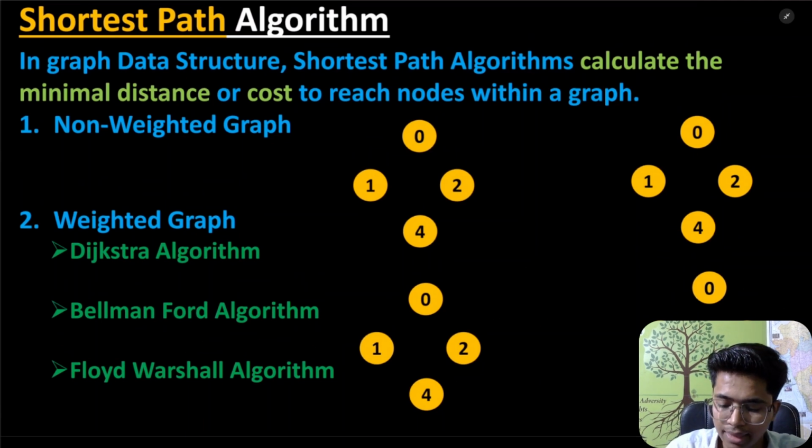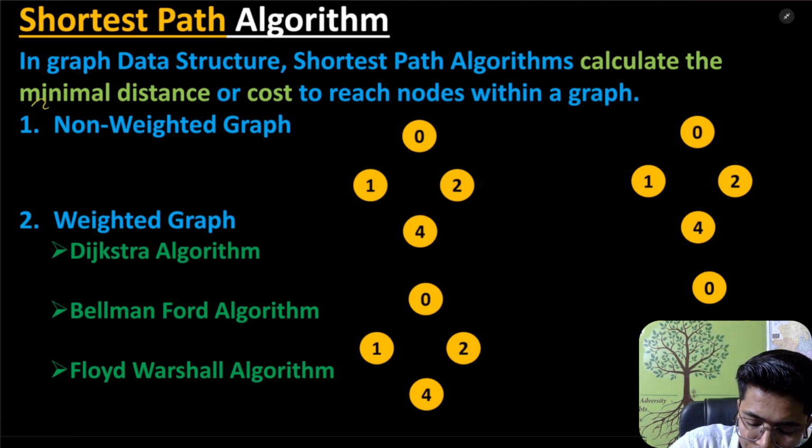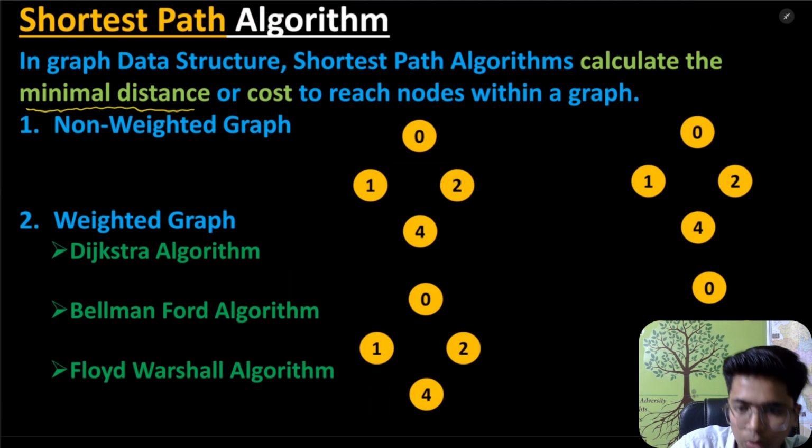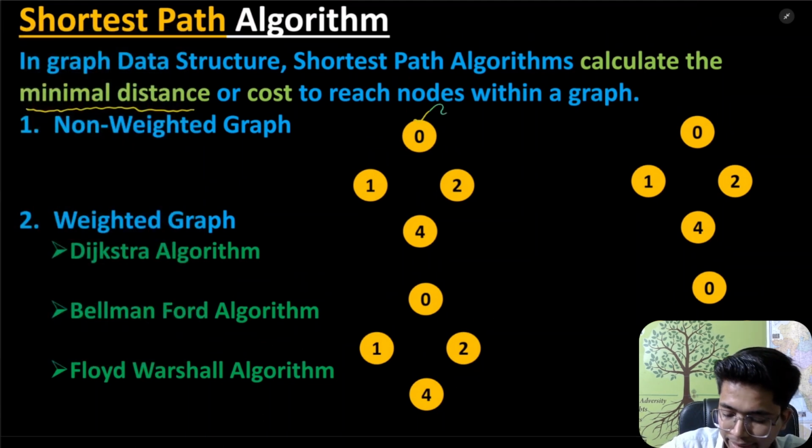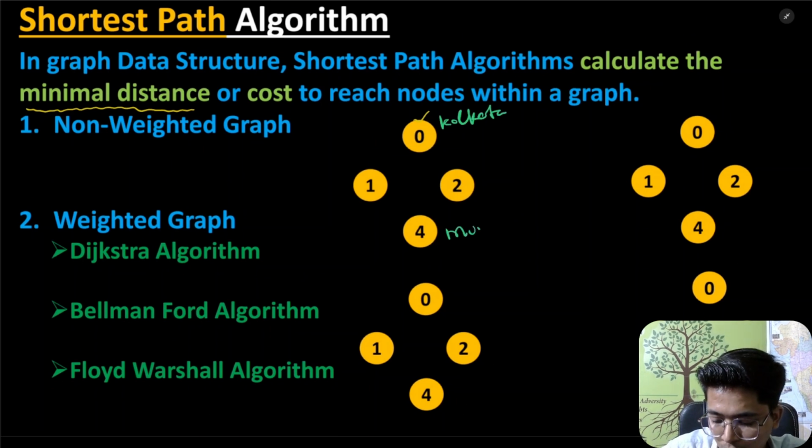In graph data structure, shortest path algorithm calculates the minimal distance or cost to reach nodes within a graph. That means in shortest path algorithm, we always have to find the minimum distance. Let's say we take this graph. So we want to traverse from this. Let's say this is city Kolkata and we want to traverse from city Kolkata to city Mumbai. So there are two ways we can traverse in this graph. Either we can traverse like this and then we can traverse like this.